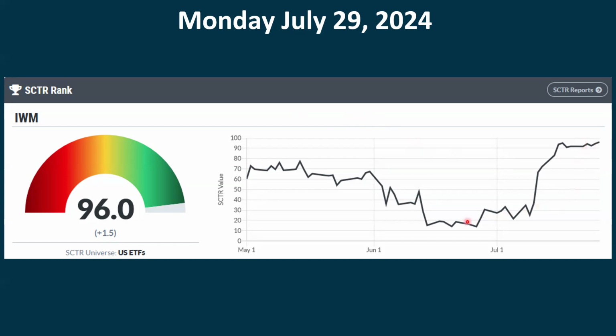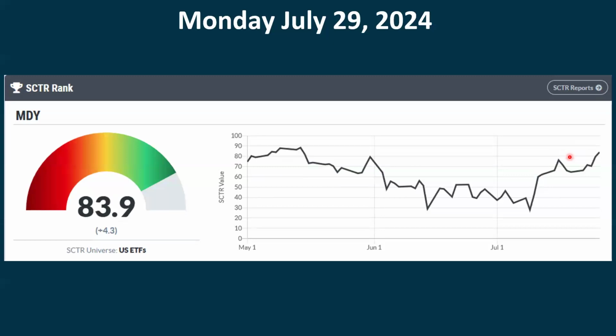Now, not too long ago, back in June, we were under 20. We were down into the teens. And since that time, we hit July and we've really started to see an improvement here. For much of 2024, this has been the worst performing index. Now, this week, it's the best performing index. We'll see if that can continue.